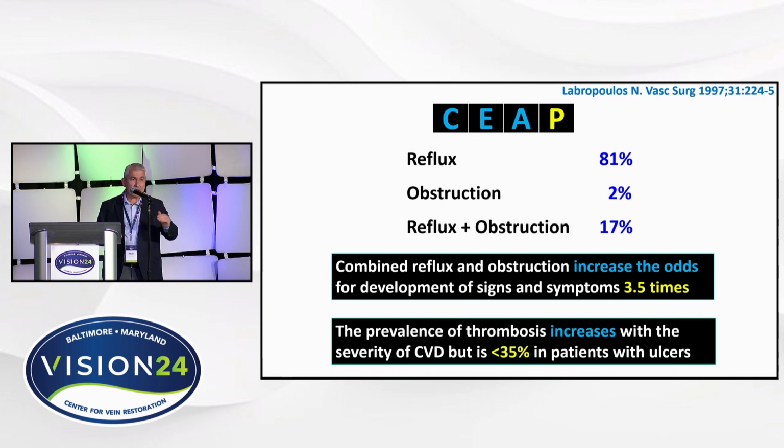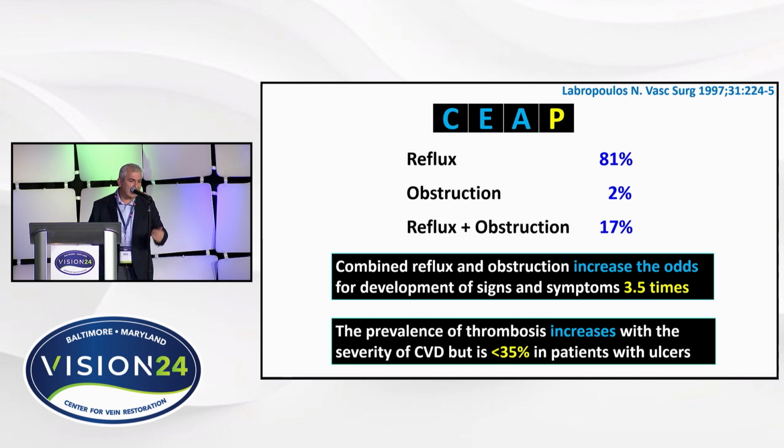What is interesting, the most common pathology is reflux. Obstruction alone is not so common. In this study, I have to admit, it's underestimated, but if it was underestimated by 50%, or 100%, or 200%, it will never be more than 6%. So obstruction by itself causing ulceration is uncommon.